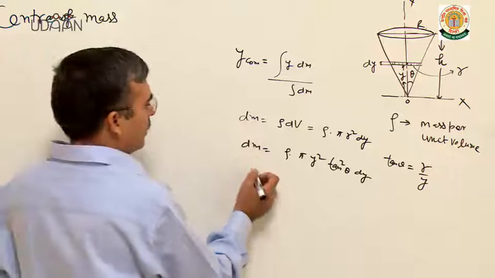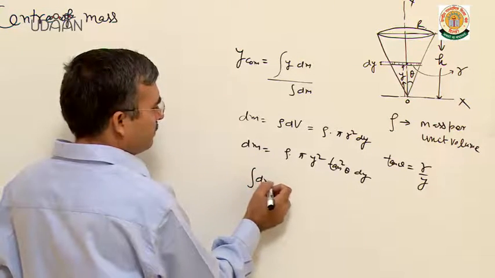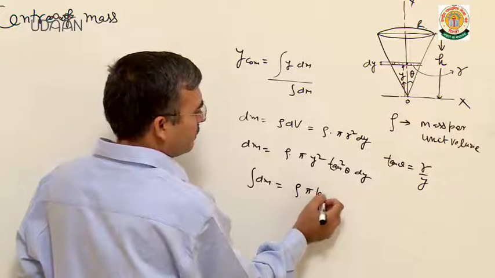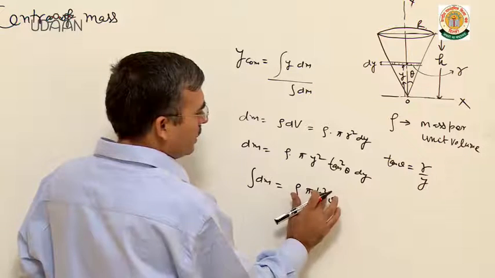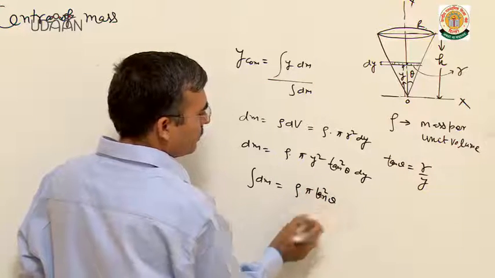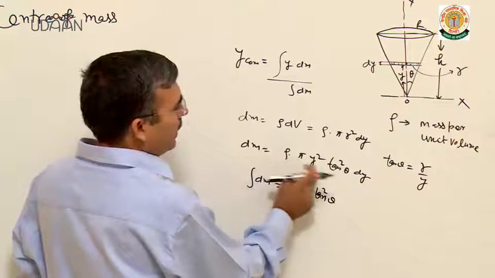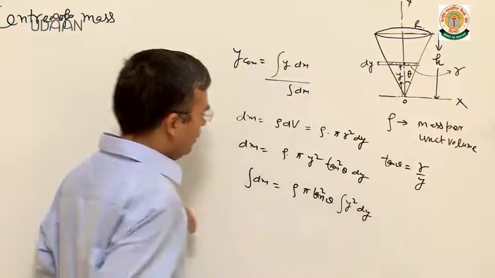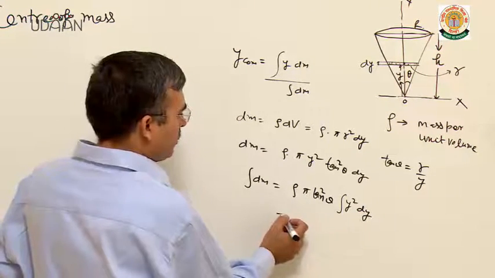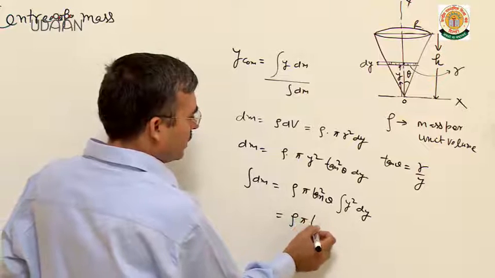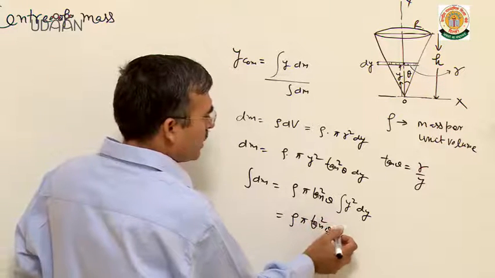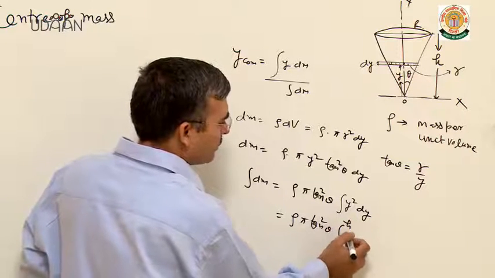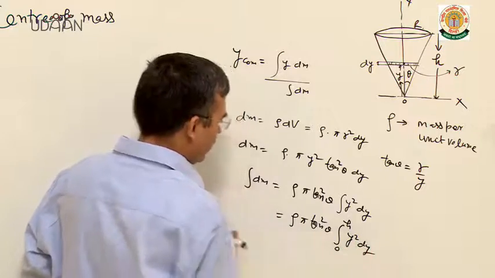Okay. Integration dm, the total mass, will be rho into pi into tan square theta integration y square dy. So this will be equal to rho into pi tan square theta, integration with limits 0 to h, y square dy.